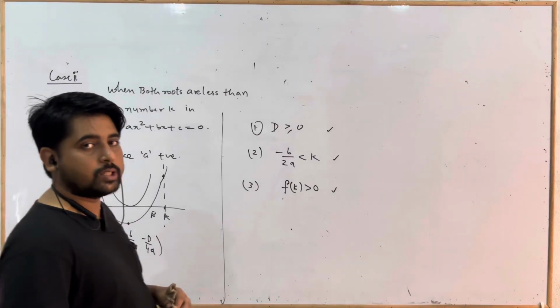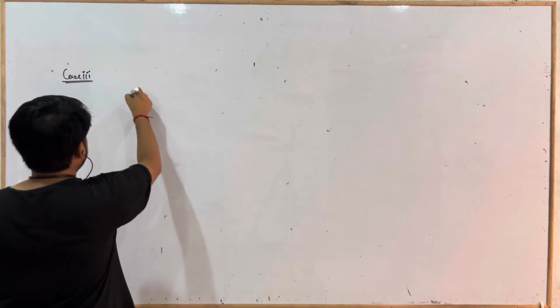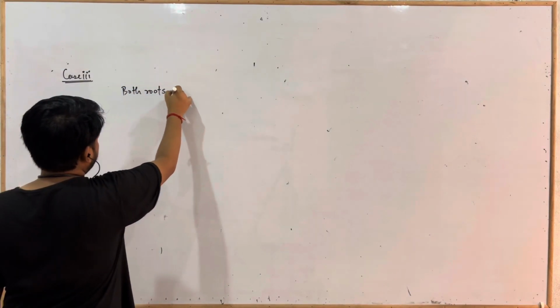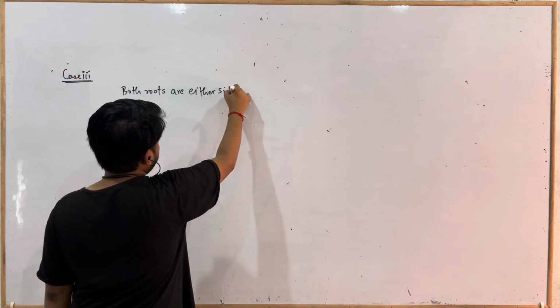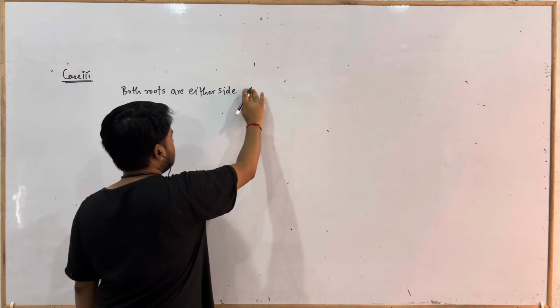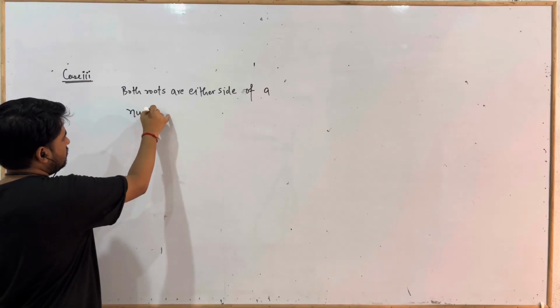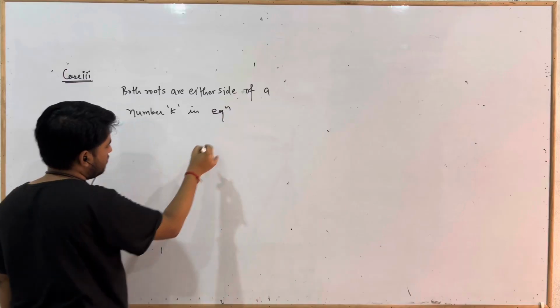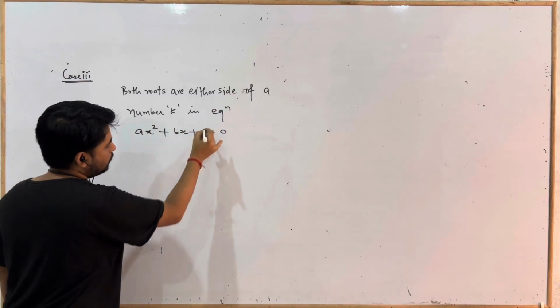Now I am going to discuss case number 3, the third case. Now I am saying that both roots are either side of a number k in the equation ax square plus bx plus c equal to 0.